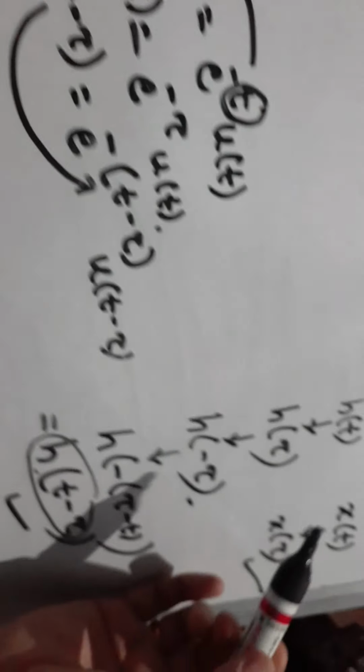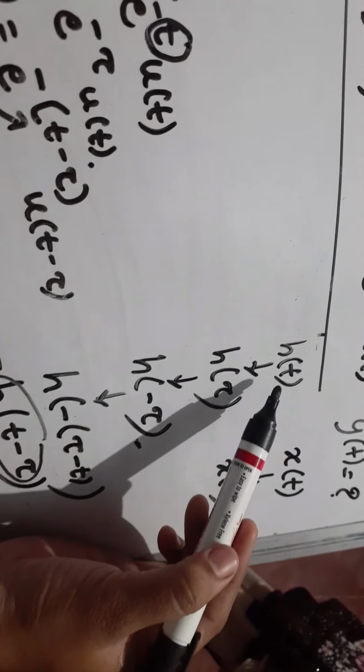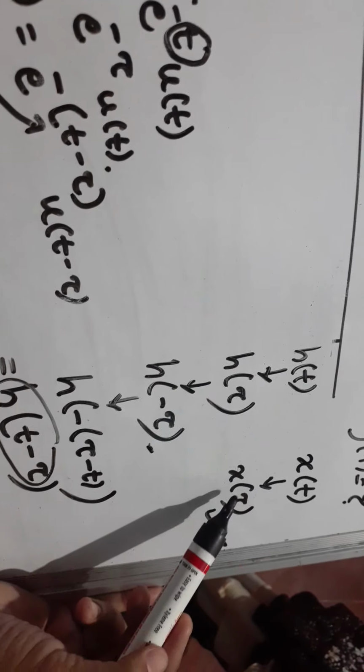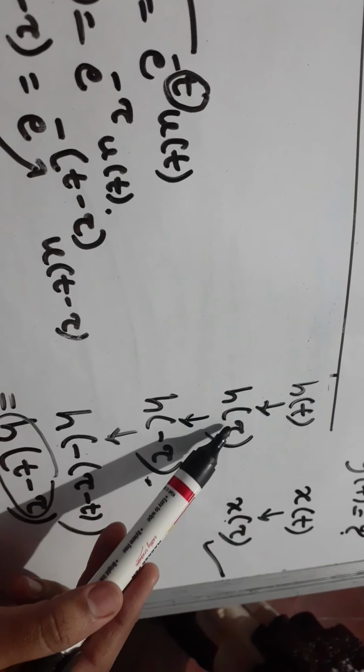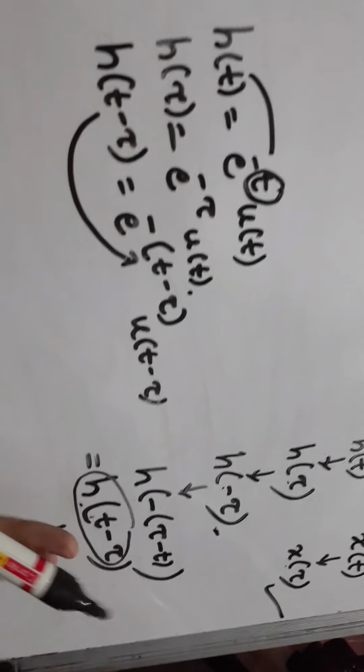So we have completed drawing this. We started with x of t and h of t, we have drawn both signals, then we replaced t by tau, we got x of tau, then replaced t by tau in h, you will get h of tau, reflect the signal, shift the signal. Till this we have found out the signals. Now we need to go for overlapping.